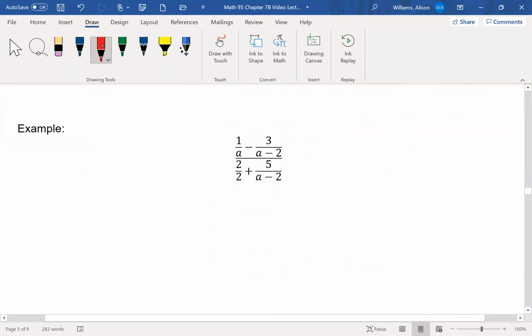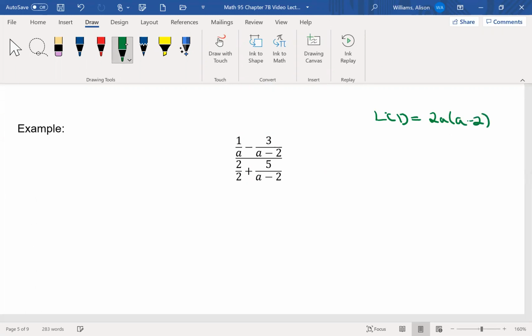So this one, 4 fractions, and 2 of the denominators happen to be the same, the a minus 2, but the other 2 are different. So that means that the LCD is going to have to be made up of all 3 of the different denominators. The 2, I'm going to write that first, the a, and then the a minus 2. And I'm going to multiply every term by 2a, a minus 2.